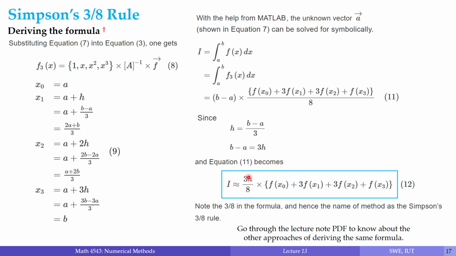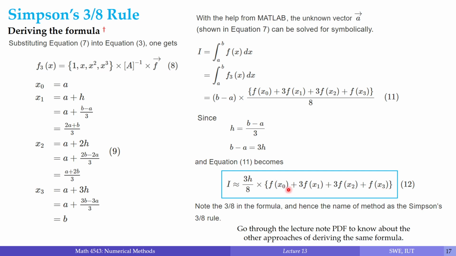So what do we see? We see that the approximation of the integrand in the case of Simpson's 3 by 8 rule becomes something like 3h by 8 times f of x naught plus 3 times f of x1 plus 3 times f of x2 plus f of x3.